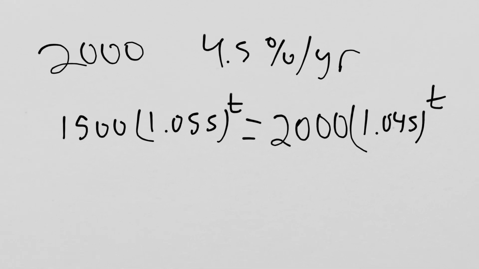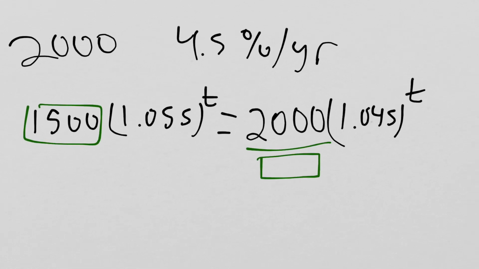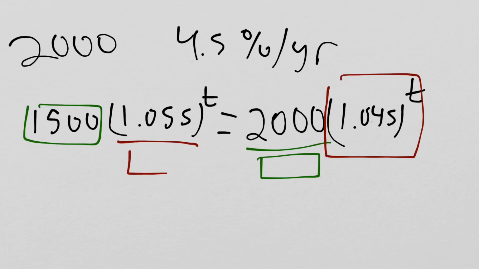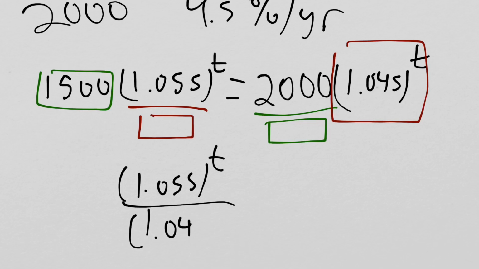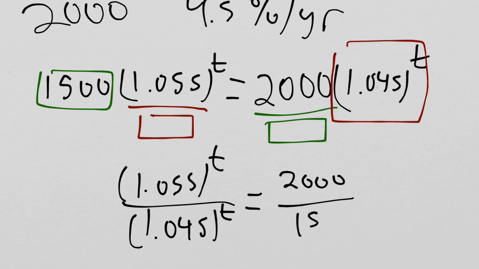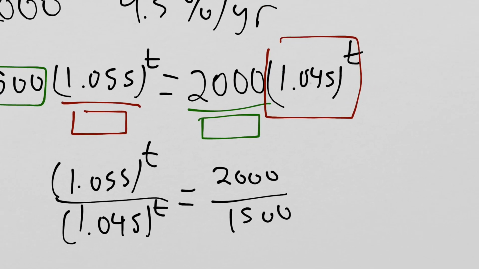Okay, so what I want to do is take the 1,500 and get it to the same side as 2,000 by dividing over, but I also want to get the bases on the same side. So now the initial values are on the right side. So I'm going to take the base and take it over to the left side. So I have bases on one side and starting values on the other side. So I have 1.055 raised to the t divided by 1.045 raised to the t, and that's going to be equal to 2,000 over 1,500. And this is still challenging because what I want to do is isolate t, but there is currently a t there and a t there.